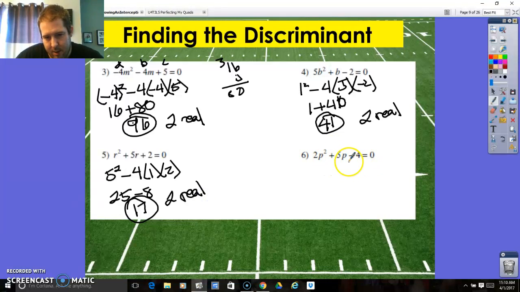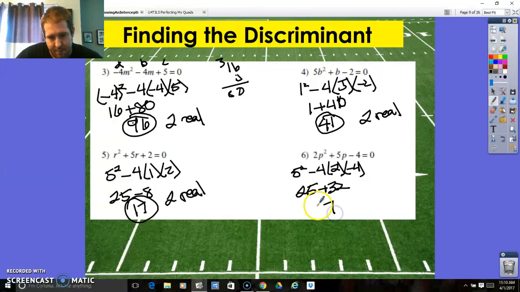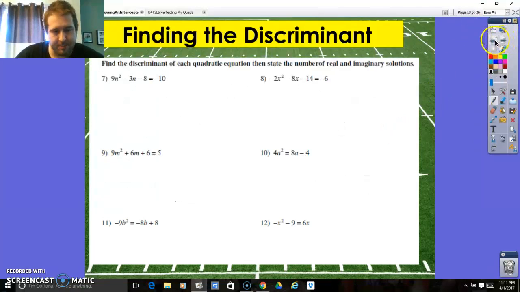All right, question number 6. A is 2, B is 5, C is negative 4. B squared minus 4 times A times C. 5 squared is 25. Negative 4 times 2 is negative 8 times negative 4 is positive 32. So it looks like we get a discriminant of 57. So this also has two real answers. Now we didn't have any examples that had 0. So we had nothing with one real answer. That could happen maybe perhaps in these questions.